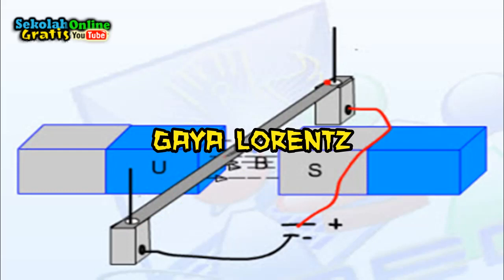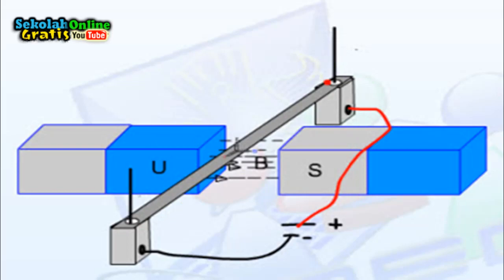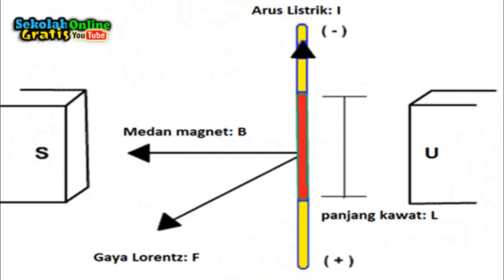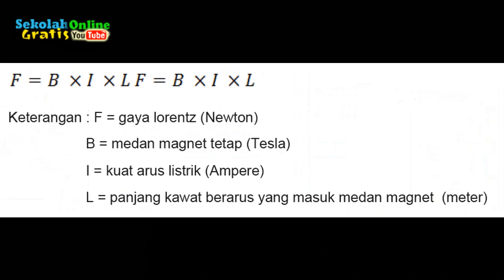Lorentz force. A current-carrying wire in a magnetic field will experience the Lorentz force. The electric current is proportional to the force generated, as a result of the change in the applied magnetic field. The direction of the current I and the direction of the magnetic field B are perpendicular to each other. Mathematically, the Lorentz force is written as follows.